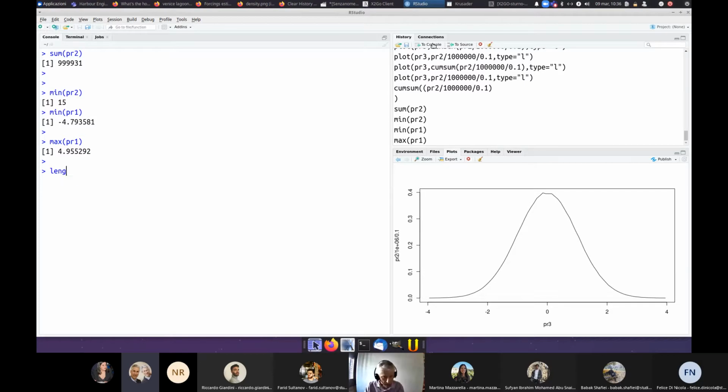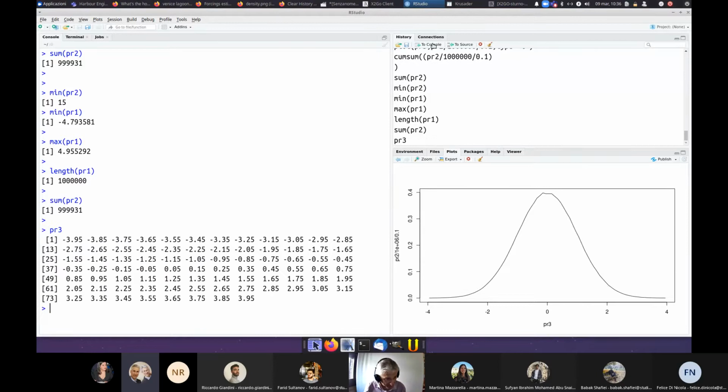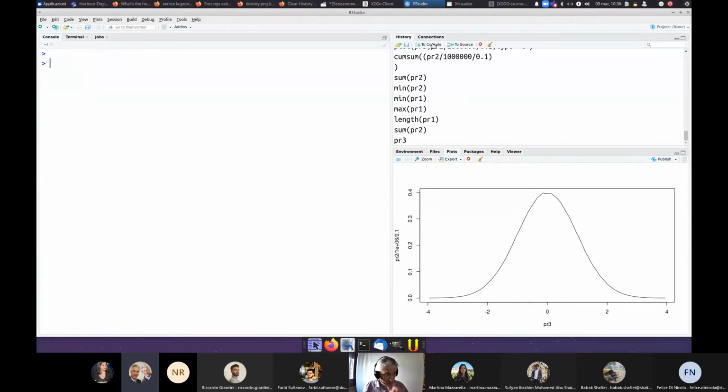And let me check the length of PR1 because I want to make sure that there are no mistakes. It's indeed 1 million, correct. And now if I make a sum of PR2, this is 1 million, which is fine. And then the length of the interval is 0.1. Let me see PR3. Yes, it's 0.1. So let me clear the console and let me make the final check, which is the cumulative sum.